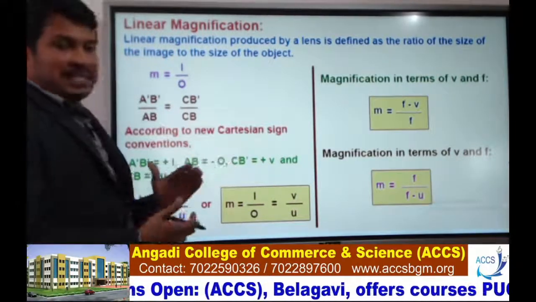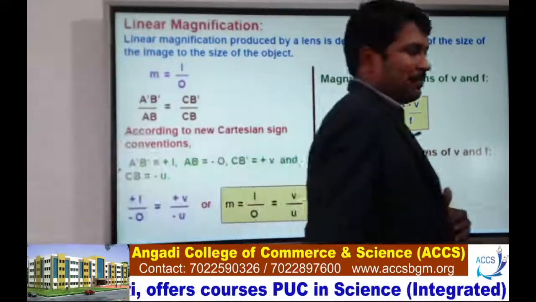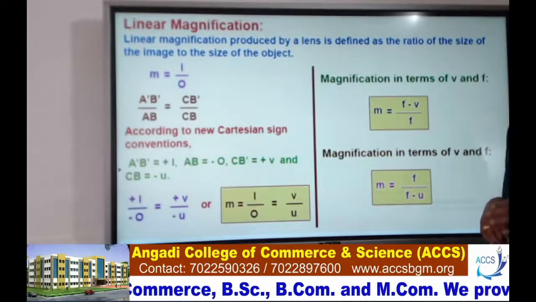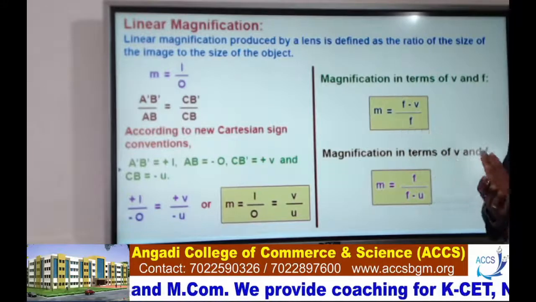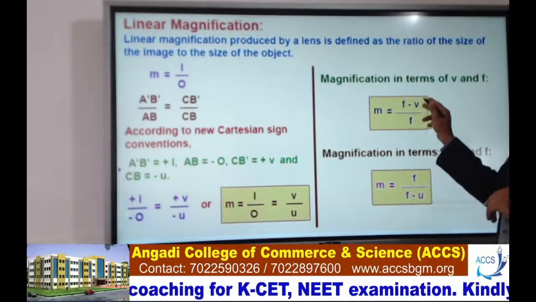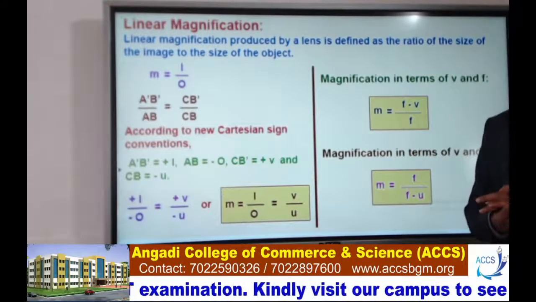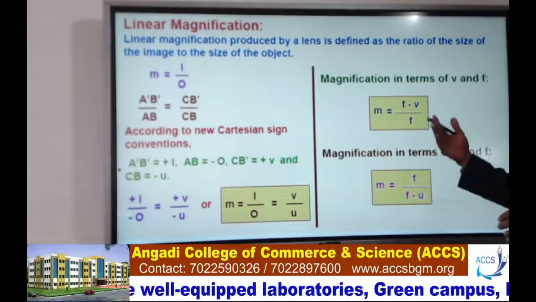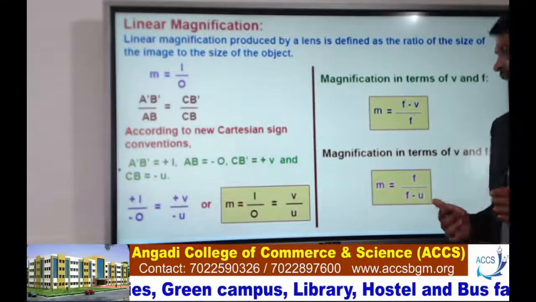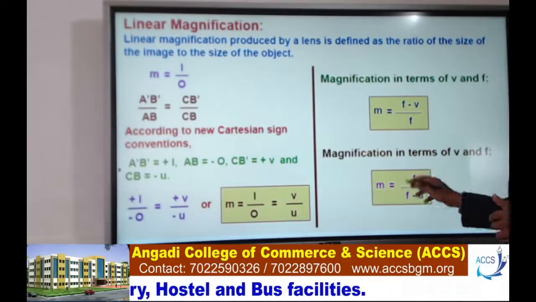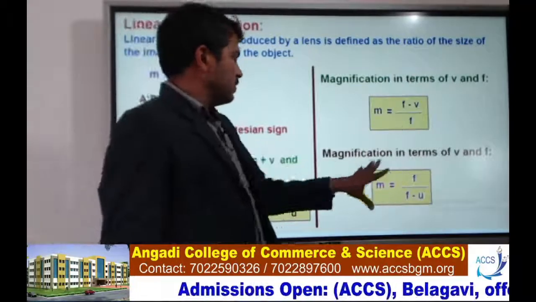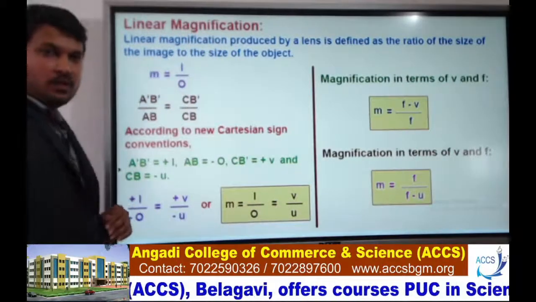Then that term can be simplified in terms of v and f. That is the formula: m equals f minus v divided by f. Another one we can simplify in terms of the object distance: m equals f divided by f minus u. Remember these three formulas. I hope it is clear.